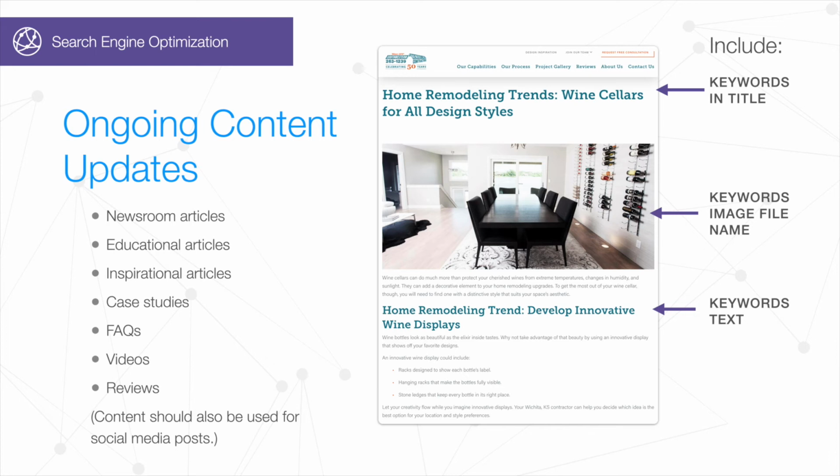Put the keywords in the image file. So if we're optimizing for home remodeling, then this image should be named home-remodeling-Wichita-dining-room.jpg. Then make sure that you fill in the alt tag, which is basically on the back end of your website when you're uploading your picture.